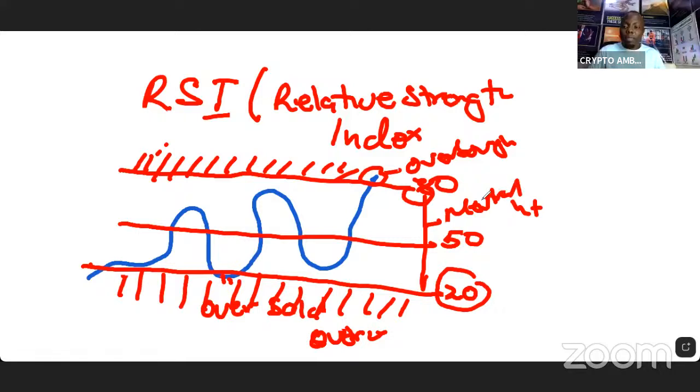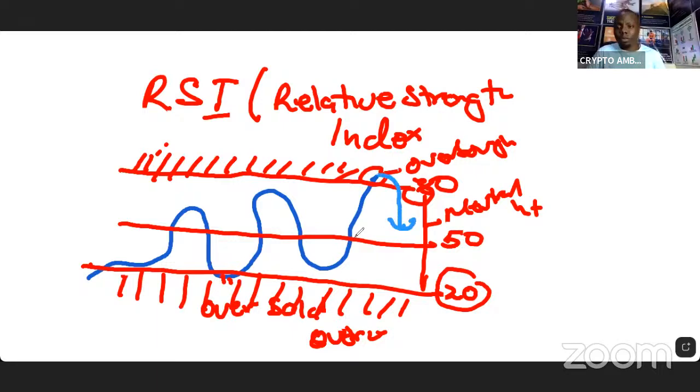In between these two, it is a neutral area. So this is oversold. This one is overbought. So as a trader, when you enter a coin that has been oversold, trust me, this coin has more potential of going up. And when you enter a coin that has been overbought, trust me, this coin has more chances of going down.